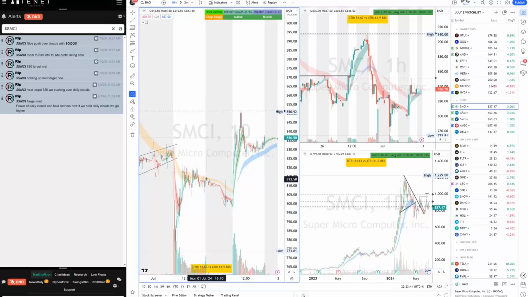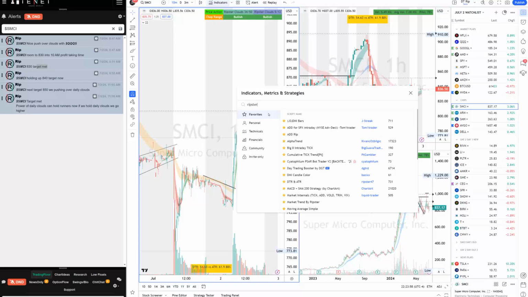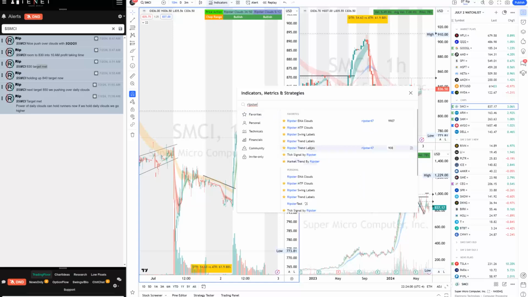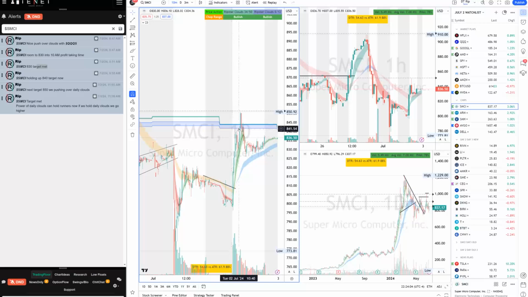But this is where SMCI triggered long, right here. This area that was over the clouds. That's where it triggers long. And the target I gave everybody was 830. And then let me see if I don't have that new indicator here. So if I go there, let's see, I can show you those MTF clouds. Yeah, this one. So you see there was a 50 EMA, 20 EMA as well.